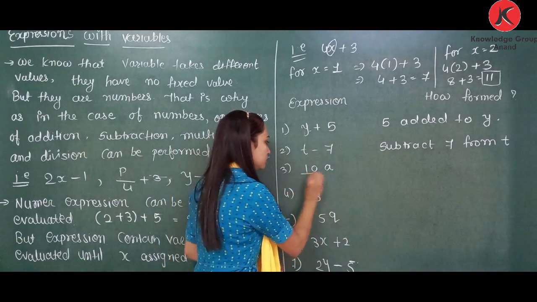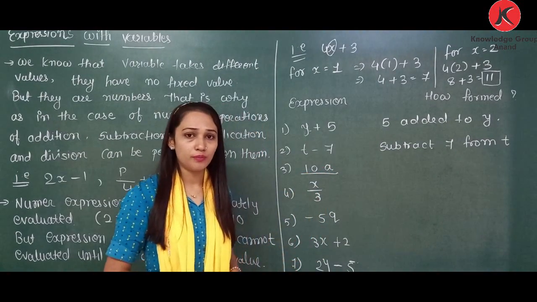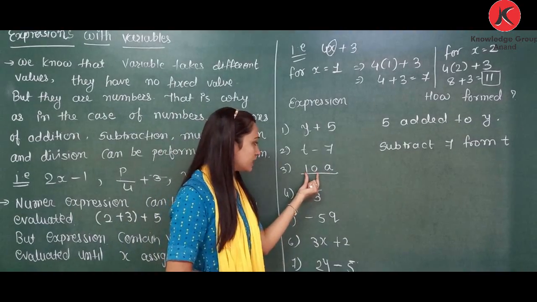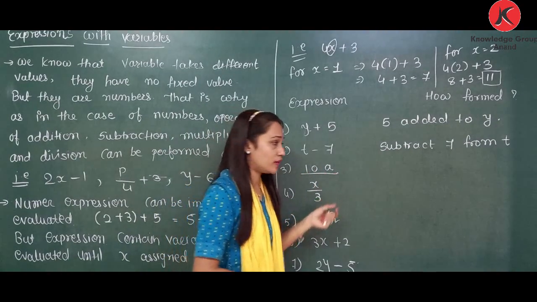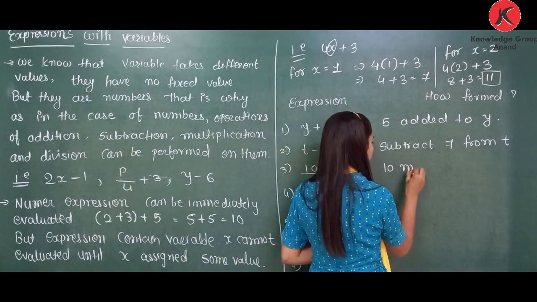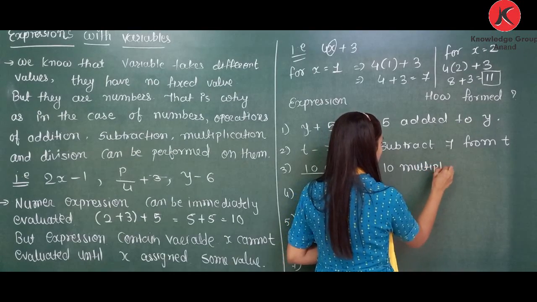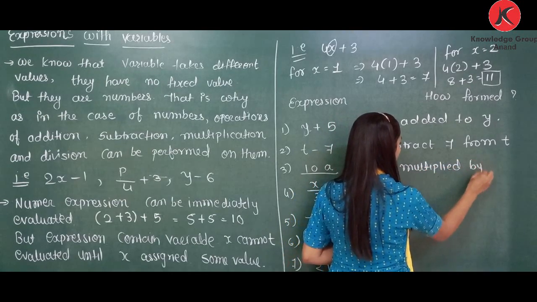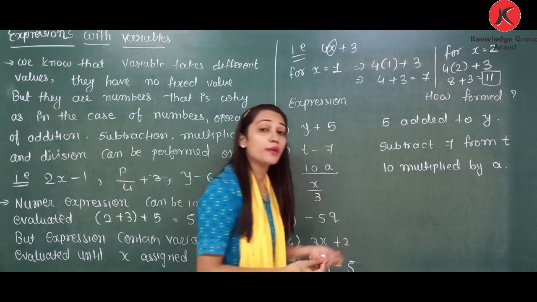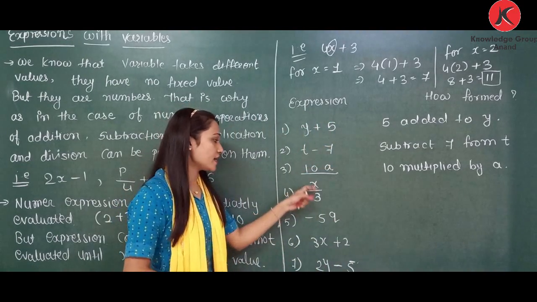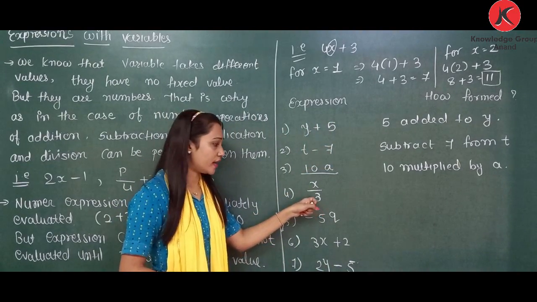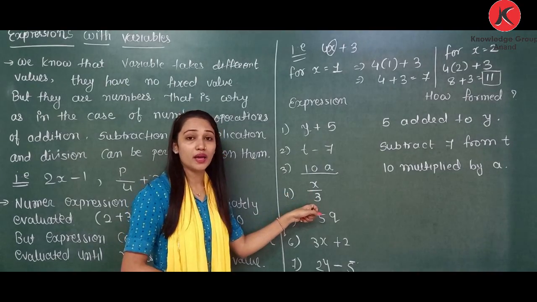10a. Now what is the operation between 10 and a? These two are in a multiplication. 10 is multiplied with a. So we can write 10 multiplied by a, or you can say a multiplied by 10. x divided by 3. So we can write x is divided by 3.